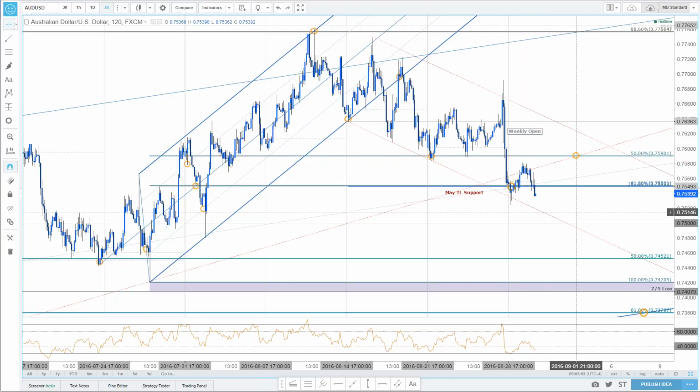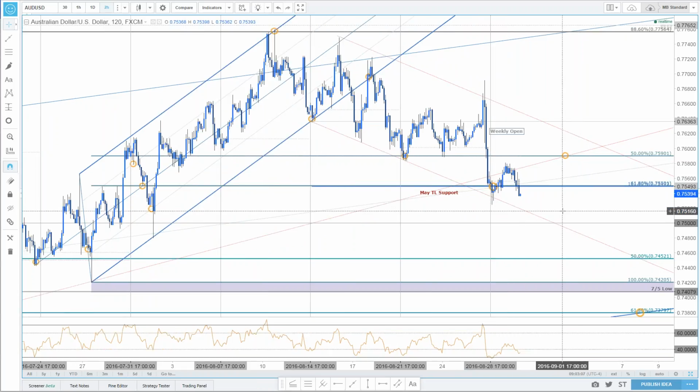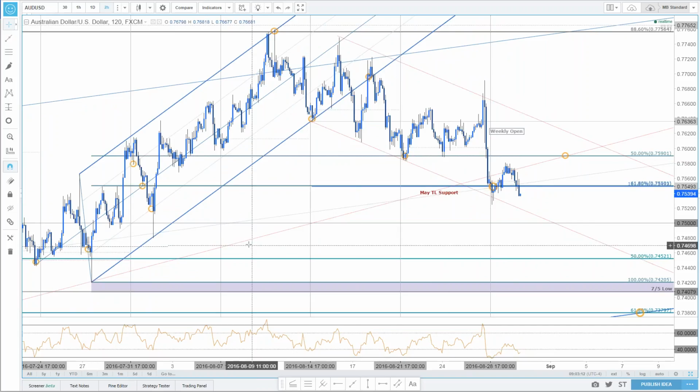But you're looking for a range to set up. So here's the weekly open, which is why on every chart, guys, on my 30 minutes or my scalp charts, I have the weekly open marked. Okay, so for example, here's your opening range.